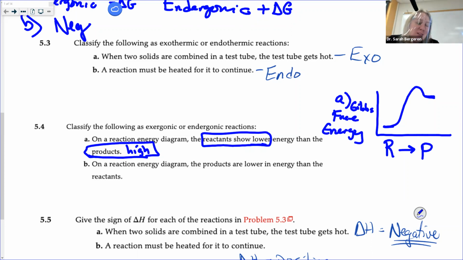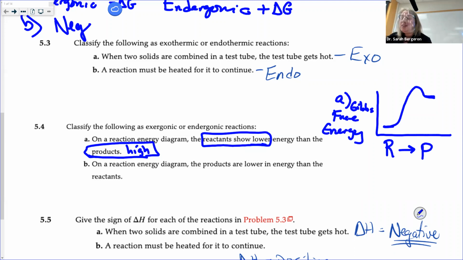But think about this, right? Tell me about delta G for this. It's going to be a later question, but I want to do it right now. Tell me about delta G. If I started off low and I went high, tell me about delta G. What kind of a reaction do I have? Well, a positive or negative?